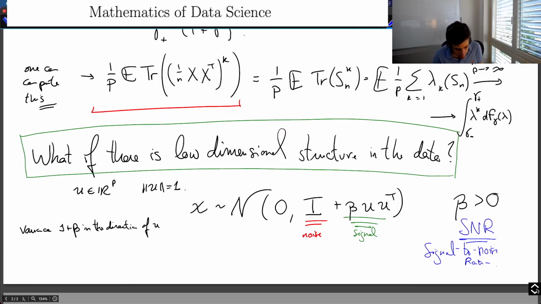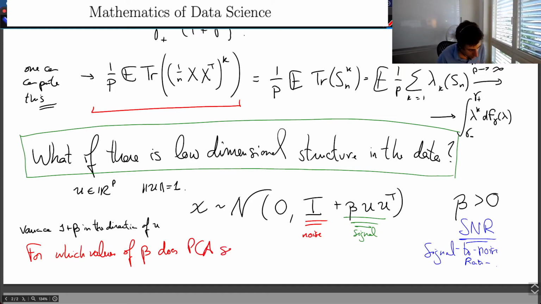Now, a central question becomes: for which values of beta does PCA see this vector? For which values of beta does PCA see the signal? When is it that PCA can actually see this stronger direction? So again, let's do the experiment.